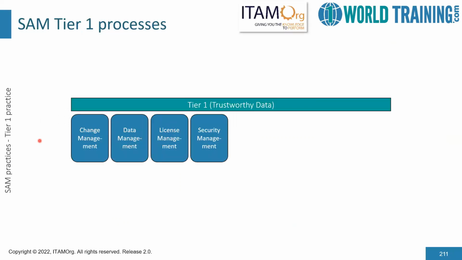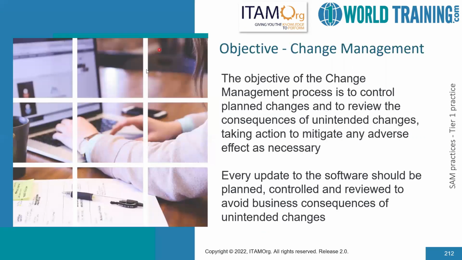What are the Tier 1 processes? They are mainly processes relevant for trustworthy data, and that includes change management, data management, also known as core data management, license management, and security management. Please remember these for the exam: change, data, license, and security. It is generally straightforward, these tier processes.